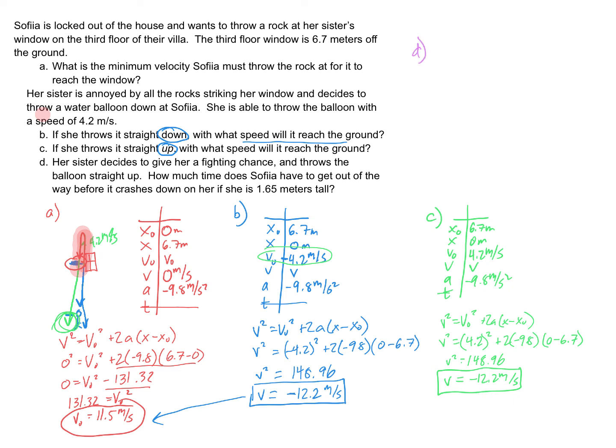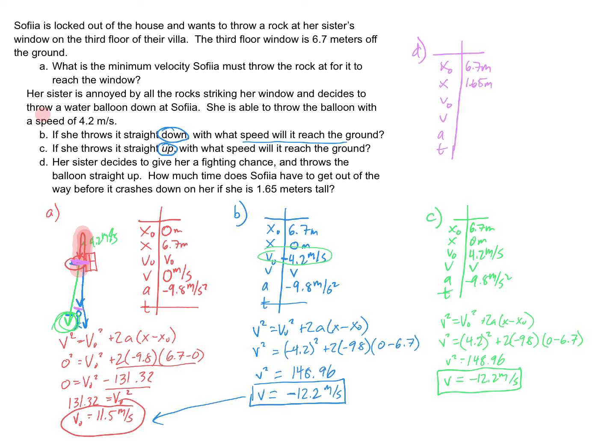So for letter D, this time she is going to throw it up in the air again. X naught, X, V naught, V, a, and t. So X naught is going to be the height of the window, which is still 6.7 meters. The final height, that X, is going to be Sophia's height, because the question is, how much time does she have before it hits her? If we wait till it hits the ground, it's already too late. So we're going to put in for the X our new height of 1.65 meters.